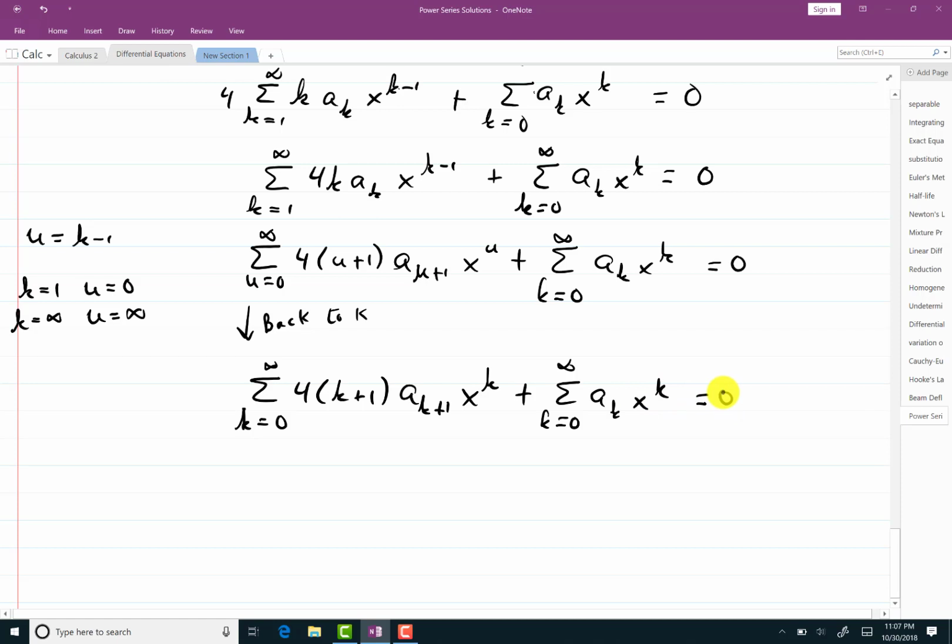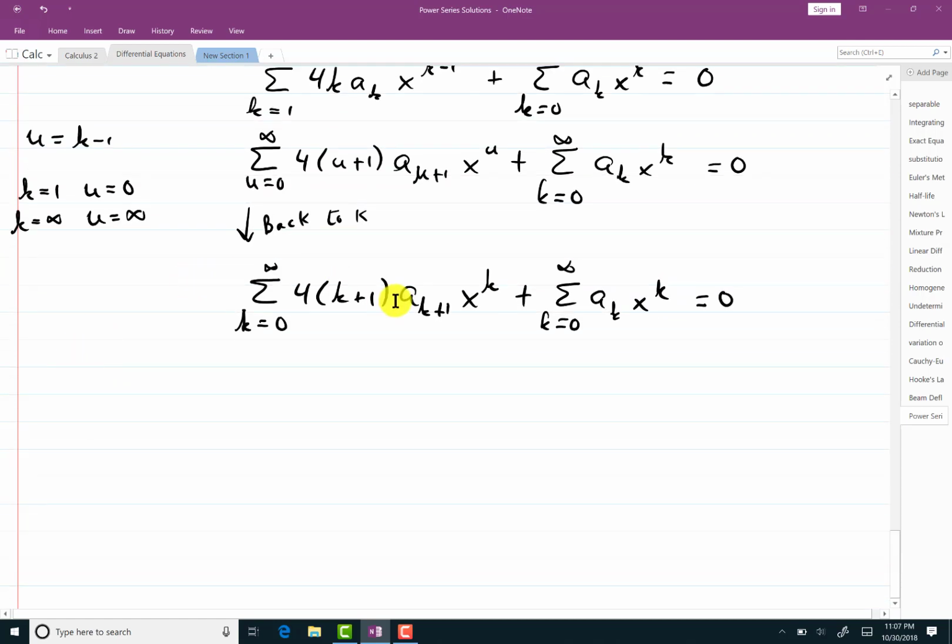Now they're perfectly amenable to be added together because they have like terms of x to the k. So I can rewrite the left side as the summation k equals 0 to infinity, and then I'll have my x to the k that I'll have common to these, but what we'll also have is 4 times k plus 1, a sub k plus 1, plus a sub k. All of that will be times x to the k.